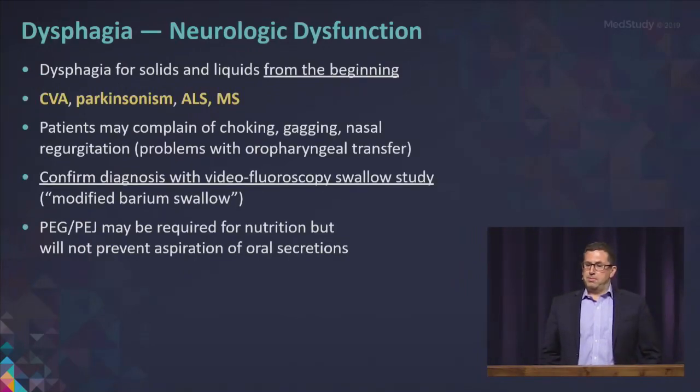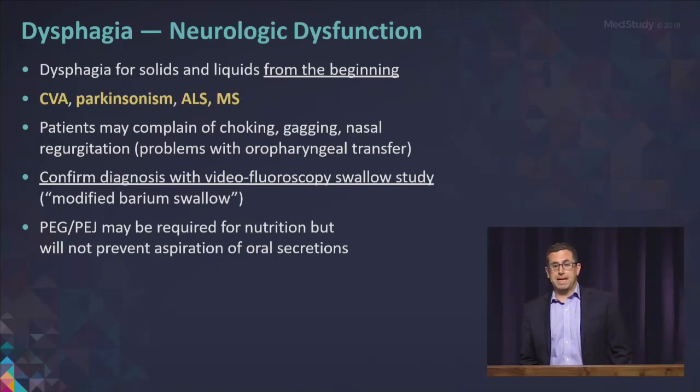So to talk a little bit more about neurologic disorders with dysphagia. Here we see dysphagia for solids and liquids from the beginning. Examples of this: stroke, Parkinson's, ALS, MS. Because there's a transfer issue getting the bolus back from the mouth to the back of the throat, patients may complain of choking, gagging, and regurgitation.